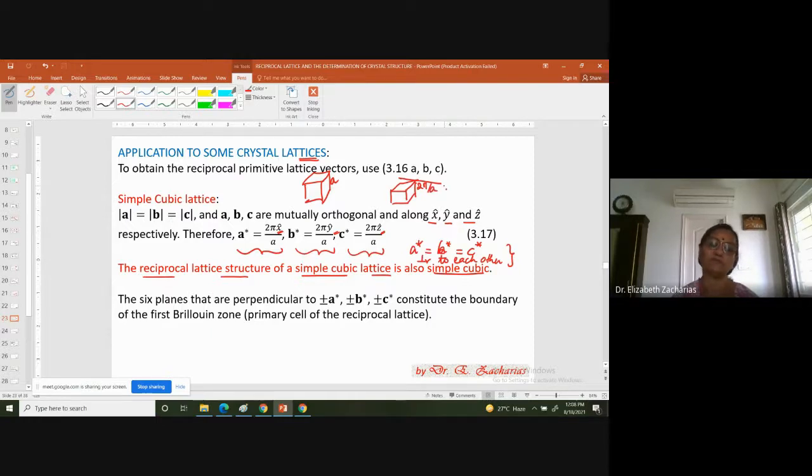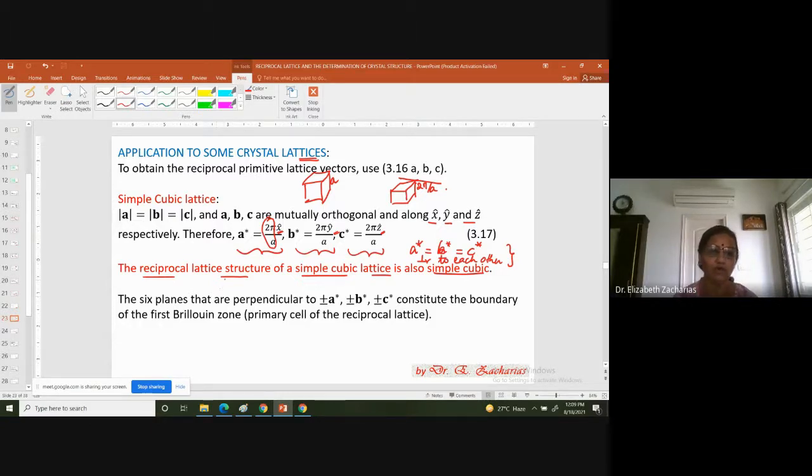That's a difference. Why did I say 2 pi by A? From here. The primary translation vectors in the reciprocal space will be 2 pi by A, whereas it will be A in the case of space lattice or the original lattice.